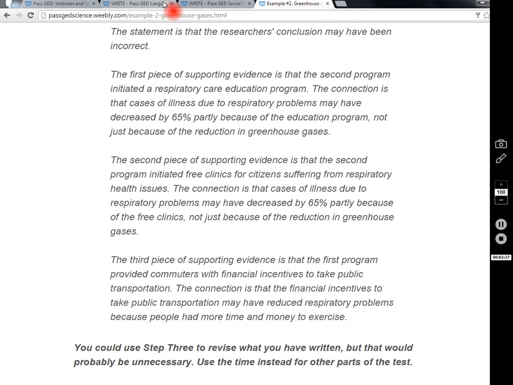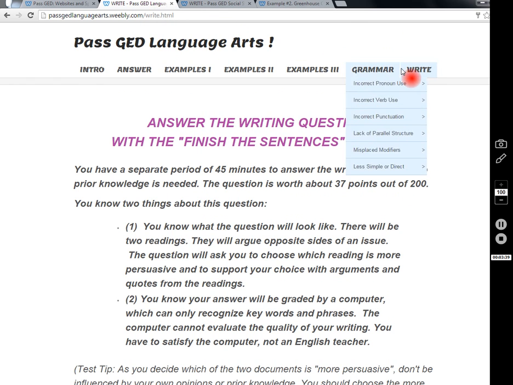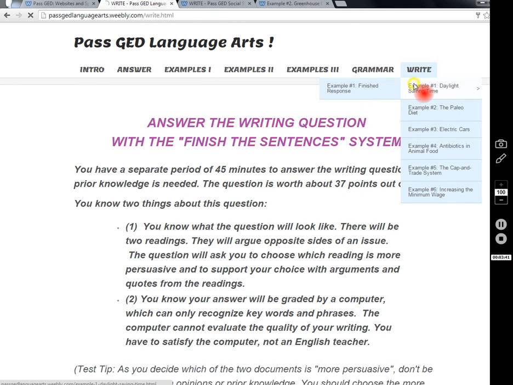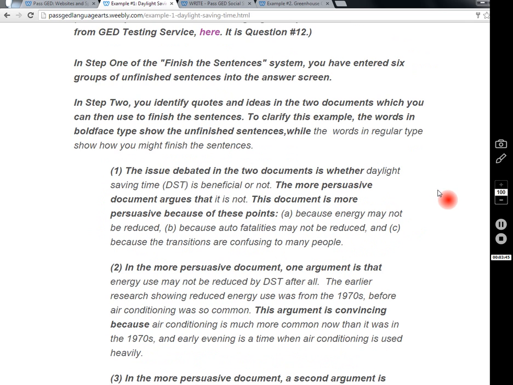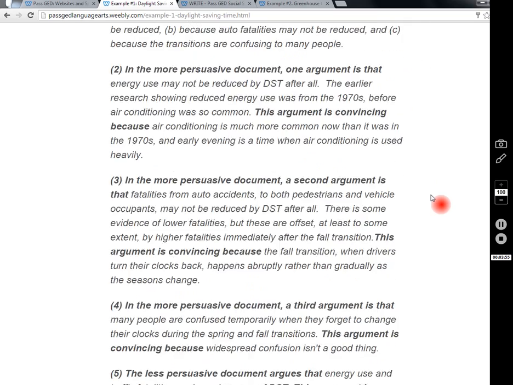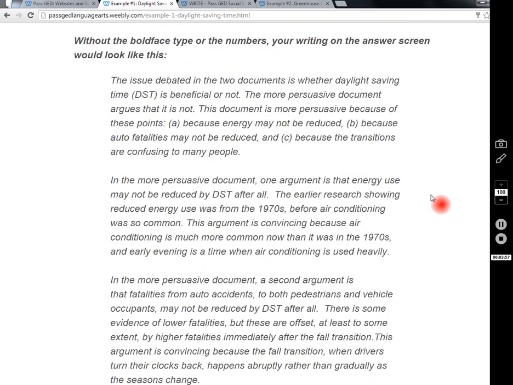Now, in Language Arts, we can see something similar. Again, I'm going to an example. Here, the boldface is the original unfinished sentence. The regular type is what you add after reading, in this case, 2 documents. And then, if you clean it up, it would look like this. Social Studies would look very similar.